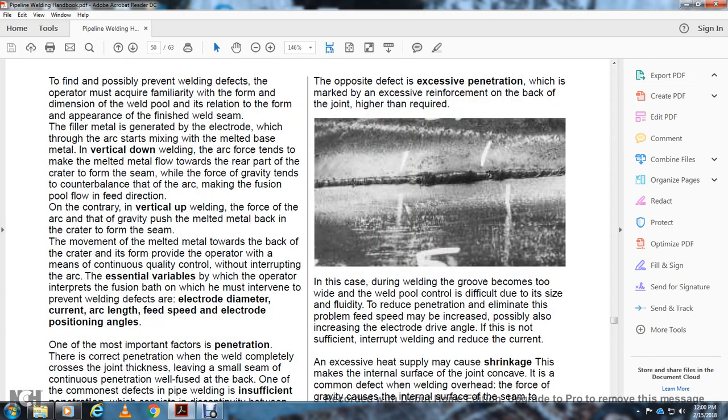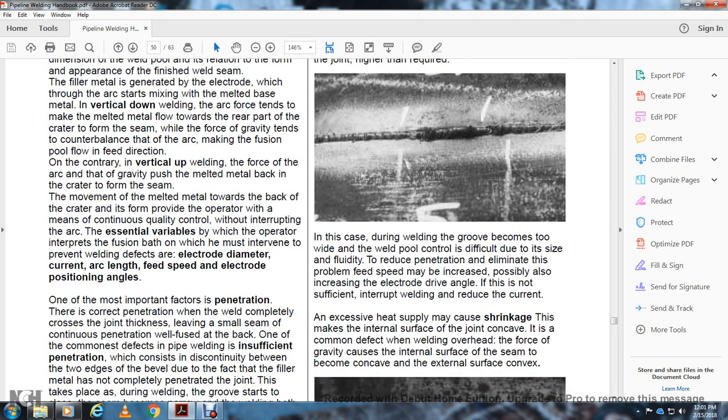The opposite defect is excessive penetration, which is marked by excessive reinforcement on the back of the joint, higher than required. In the case of welding the grooves, it becomes too wide, or the welding pool control is difficult due to its fluidity. To reduce the penetration, eliminate the problem by feeding at a higher speed, increase the electrode driving angle if that is not sufficient, interrupt the welding, and reduce the current to lessen the excess heat supply.